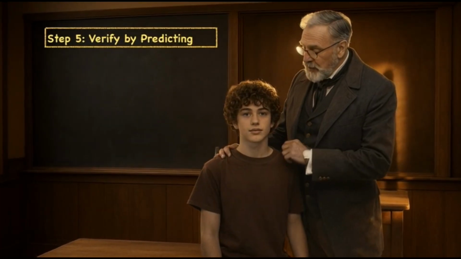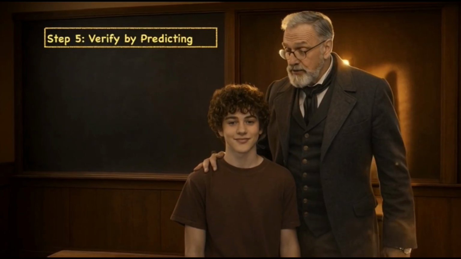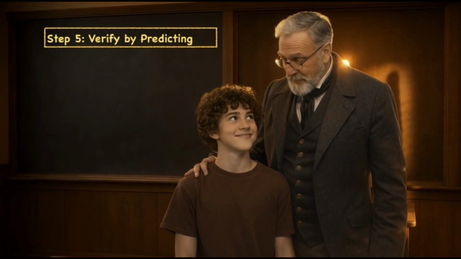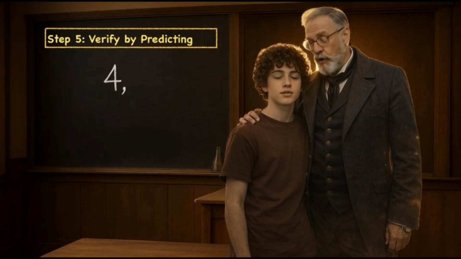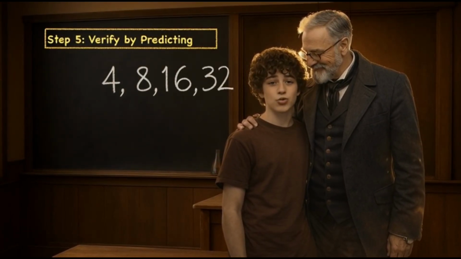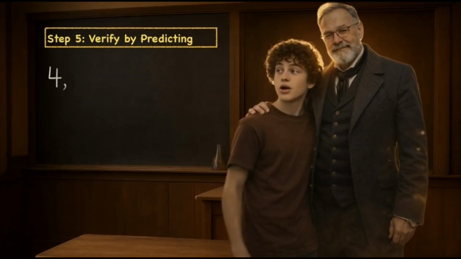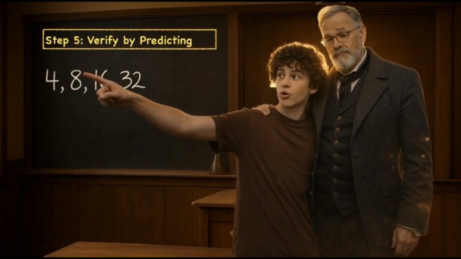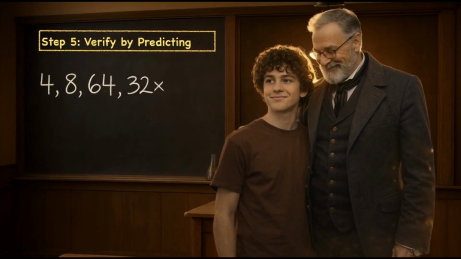Once we have formulated the rule, we must test it. A rule is only useful if it predicts the next number. Observe the pattern. What's the rule? The rule is multiply by 2. So the next number should be 64. Excellent. The rule has been verified.